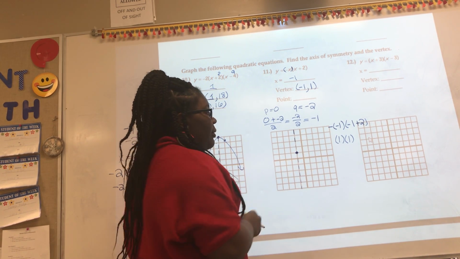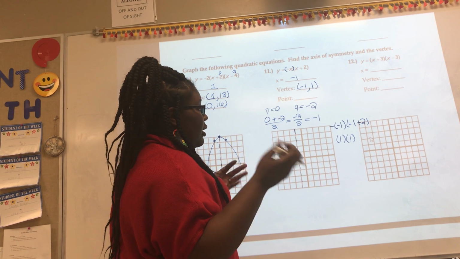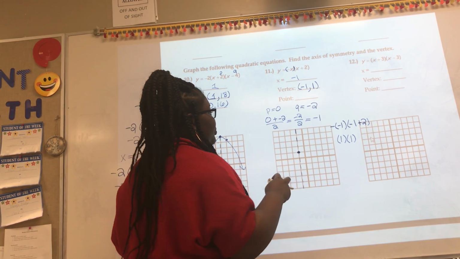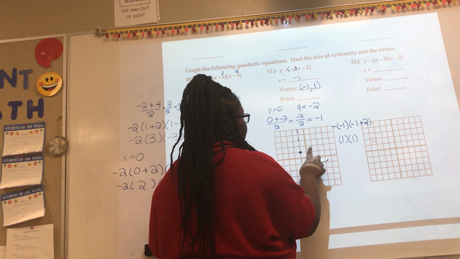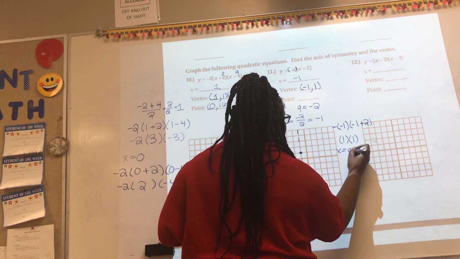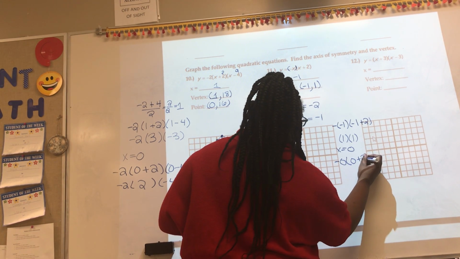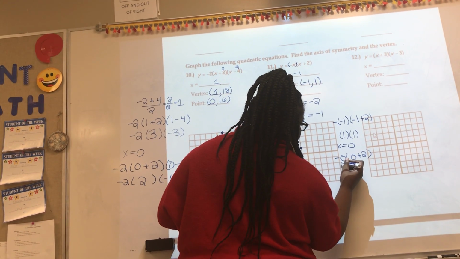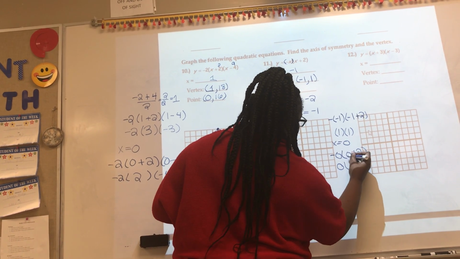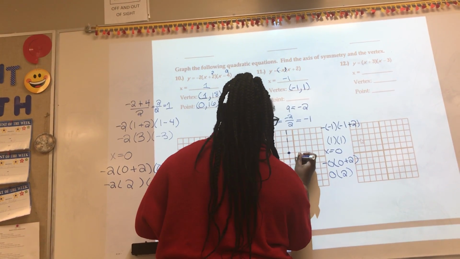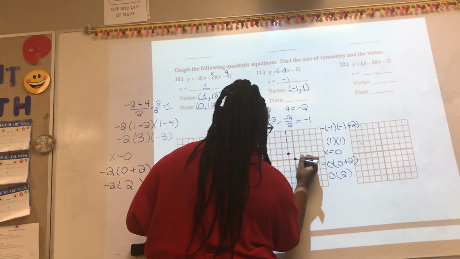To find another point, I'm going to go 1 point to the right or left and plug that into my equation. So I'm going to go to x equals 0. At x equals 0, y equals negative 0 times 0 plus 2. Well, there's no such thing as negative 0, so that's just 0. 0 plus 2, that's 2. But 2 times 0, that's 0. So this point is at 0, 0. The origin.